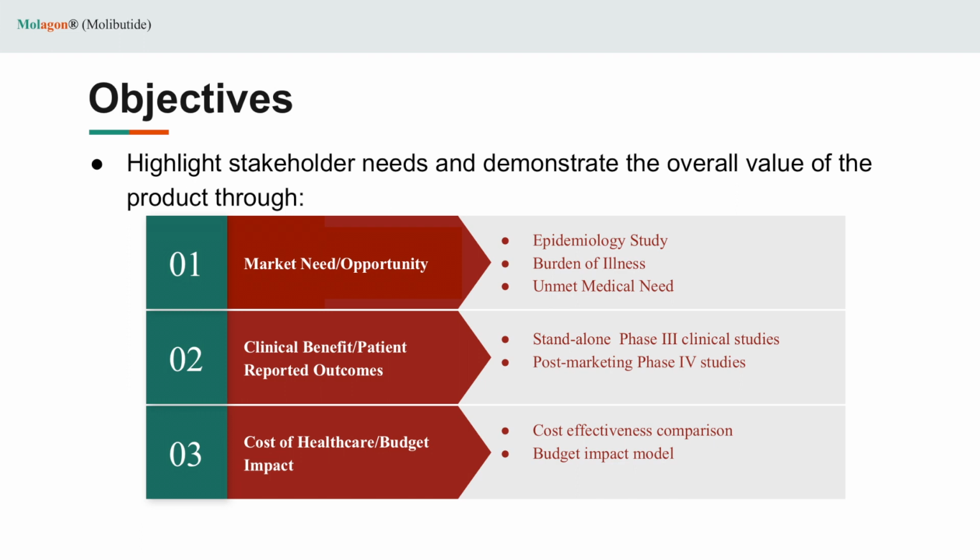This is to see how molybutide can really improve health outcomes and impose a clinical benefit over existing therapies. To show this, we will have new endpoints on a standalone Phase 3 trial and also some additional post-marketing Phase 4 studies to track patients using molybutide and how it affects health outcomes. Lastly, we will look into how effectiveness of molybutide can impact the cost of treatment for patients and for healthcare overall.